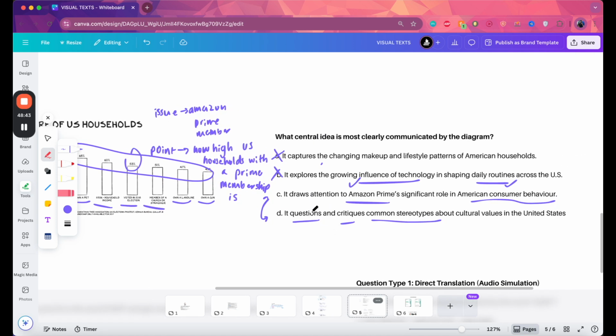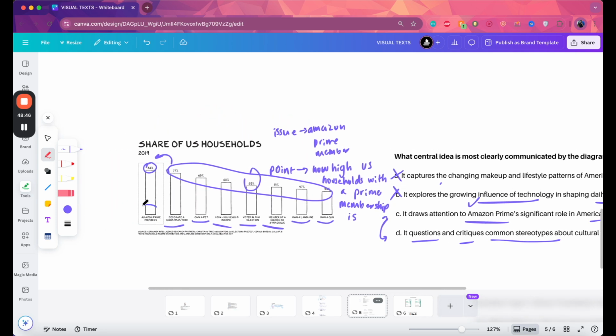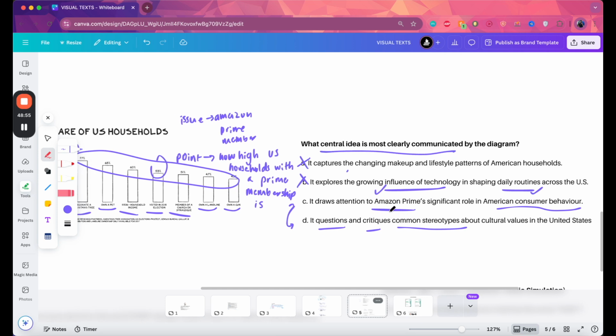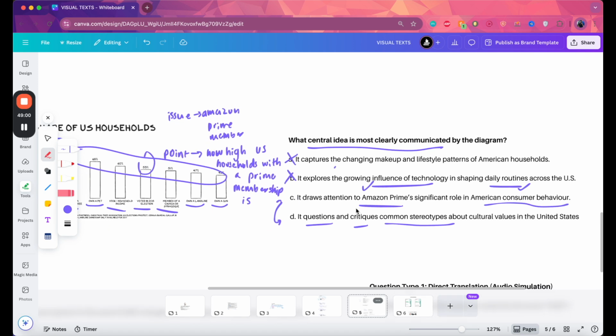I feel like D does not address enough of the fact that they are highlighting Amazon Prime members, and that the central idea is probably drawing attention to Amazon Prime and its role in how many people own an Amazon Prime membership. And I think D doesn't quite address that. So I think it would be safe for me to eliminate D, but C and D are very close. And if D did mention something about Amazon Prime, I would pick it. But because it doesn't, I wouldn't pick D, at least not here.